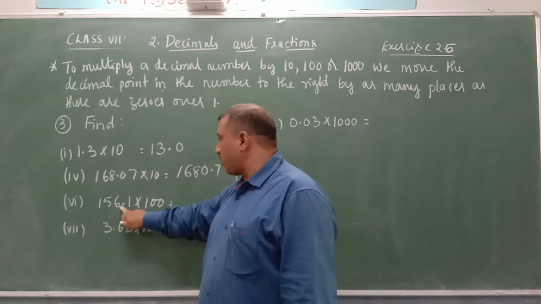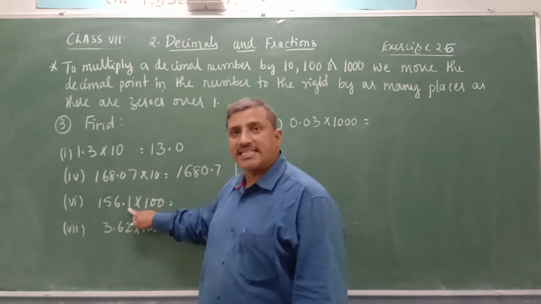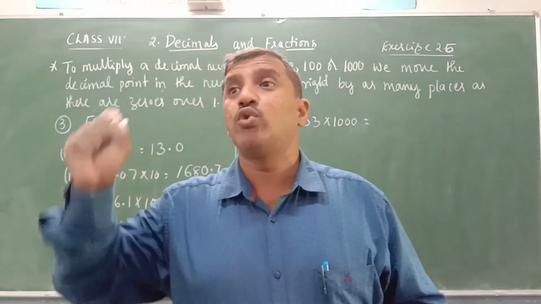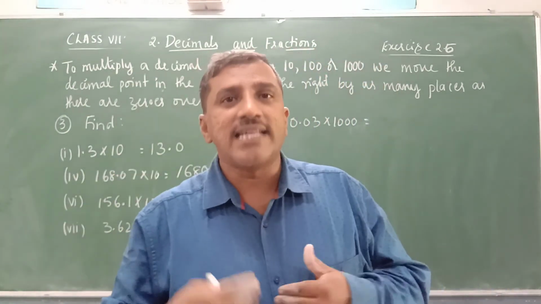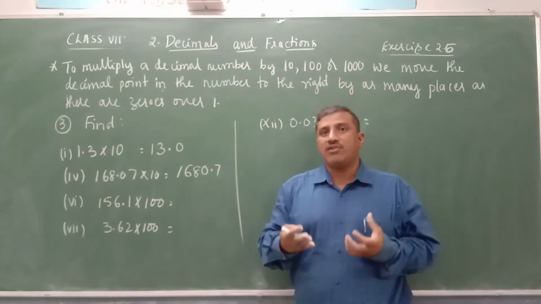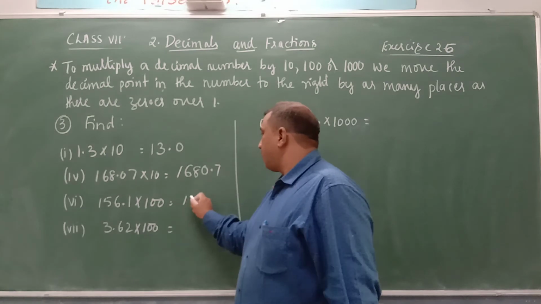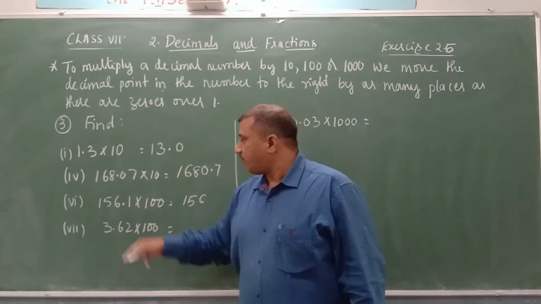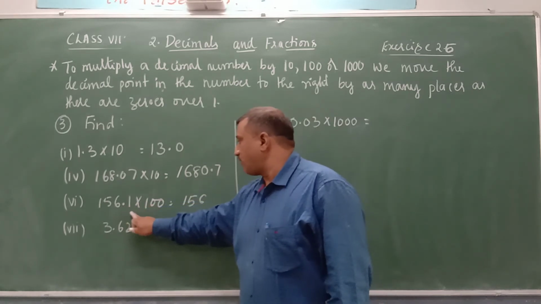Now next we are multiplying with 100 as it contains 2 zeros. So the decimal point is there between 6 and 1 in the decimal number. Only one digit is there after the decimal point, but the decimal point will move 2 places. So what will the second digit be? The second place will be 0. If there are no digits, we will keep zeros.